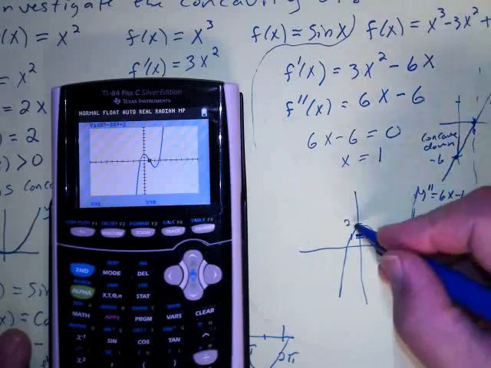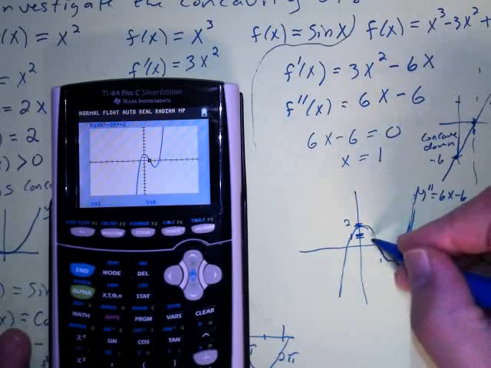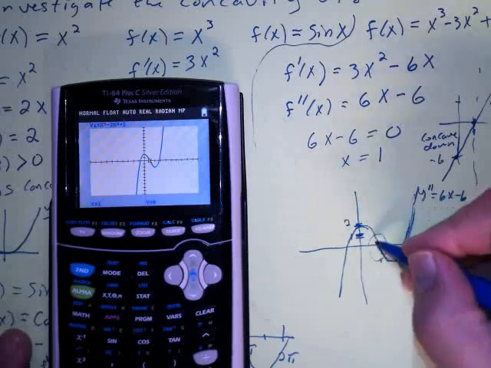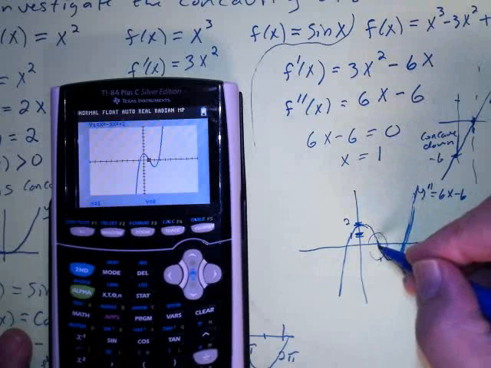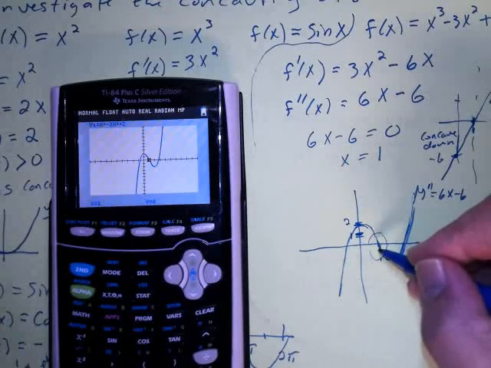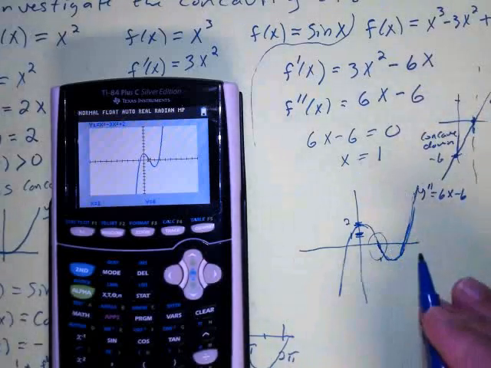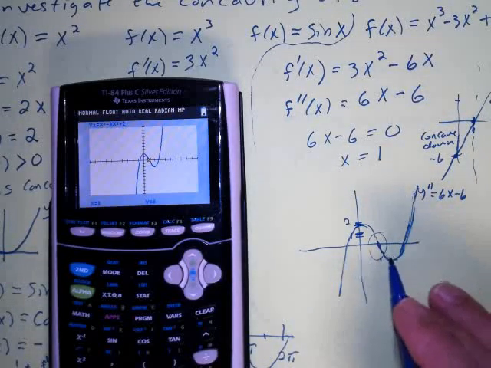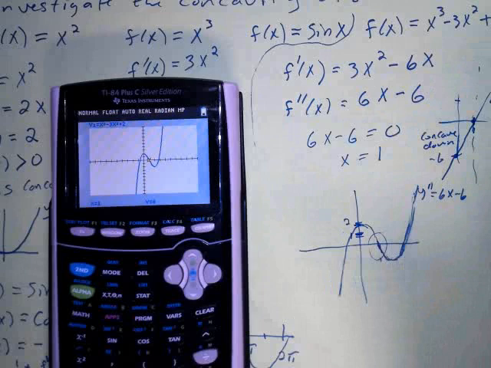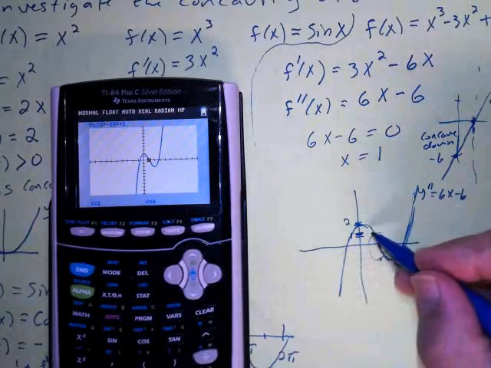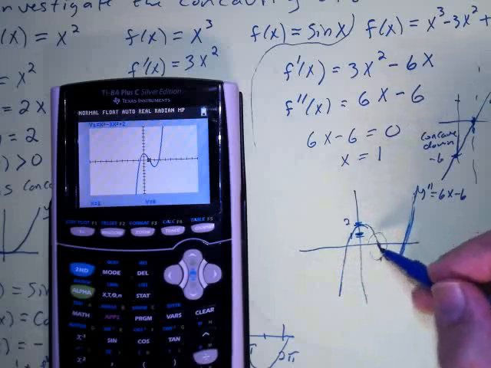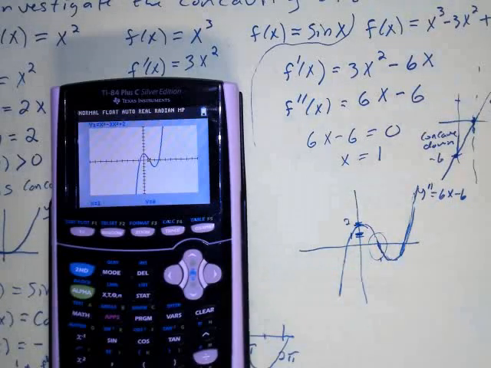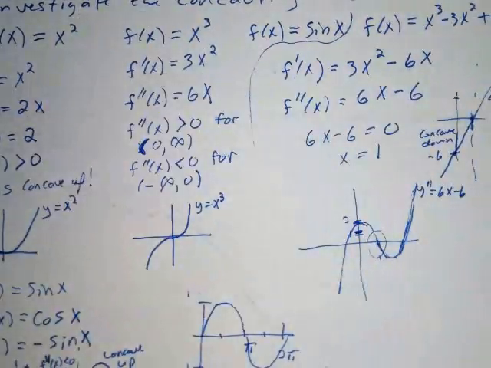But what I wanted to say is that at this point here, it does change from being concave down to concave up. And that's actually called an inflection point. That's what we're going to be talking about in the next video, okay? But for now, the concavity is related to the second derivative, and when the second derivative is negative, it's concave down. When the second derivative is positive, then it's concave up.